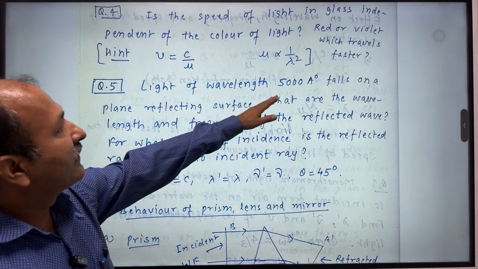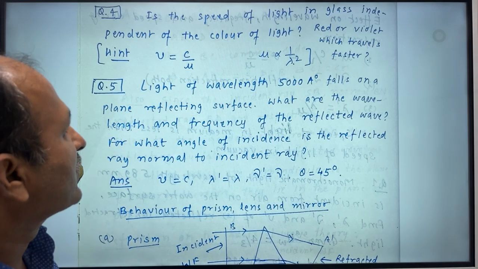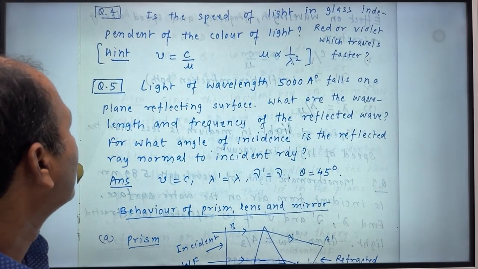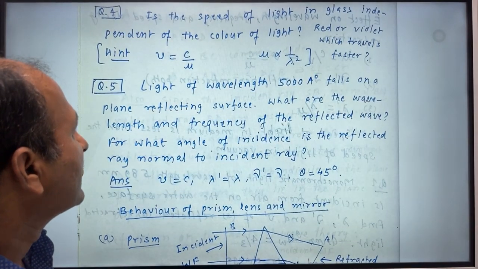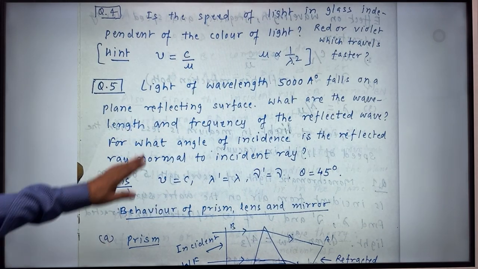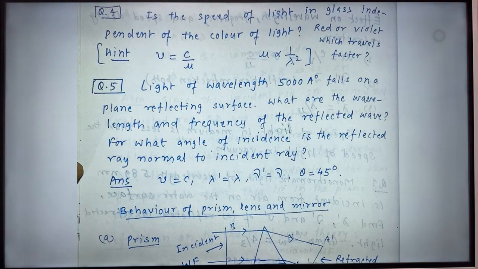Light of wavelength 5000 angstrom falls on a plane reflecting surface. What are the wavelength and the frequency of the reflected wave? For what angle of incidence is the reflected ray normal to the incident ray? So here the situation is given. Light of wavelength 5000 angstrom falls on a plane reflecting surface. What are the wavelength and frequency of the reflected wave? For what angle of incidence is the reflected ray normal to the incident ray?